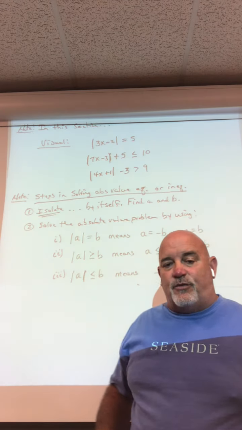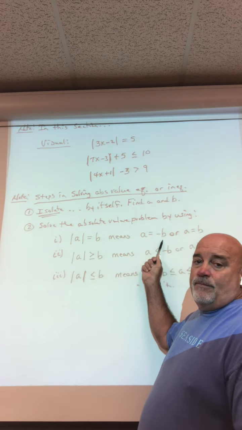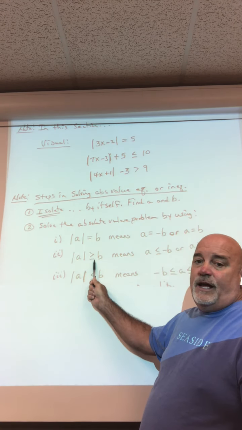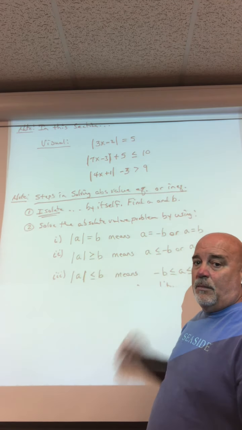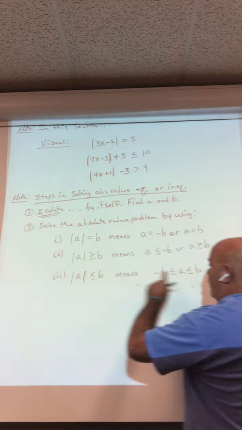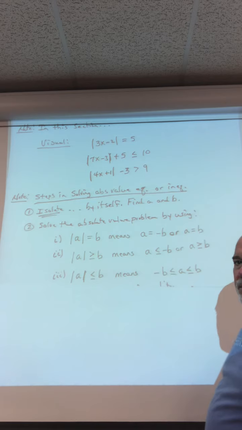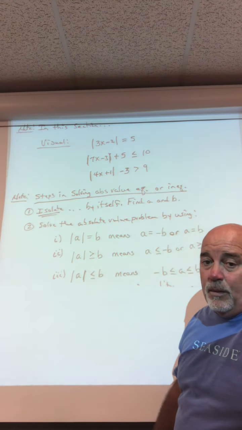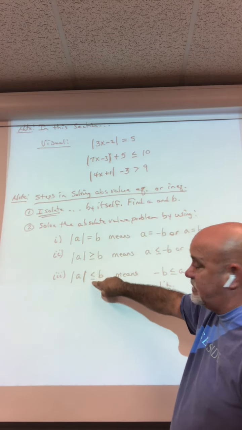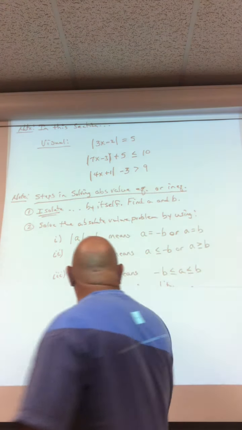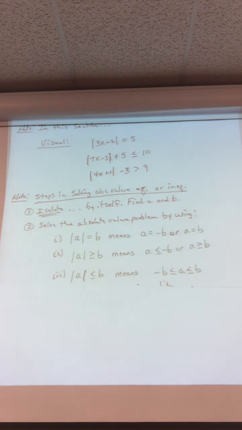How do we decide which formula to use? If it's absolute value equal, we're using this formula. If it's absolute value greater than or equal, we're using this formula. If it's just a greater than, we're using this formula. If it's less than or equal, we're using this formula. If it's just less than, we're still using this formula. So this is really not 3 formulas, it's 5. This is 1 formula, this is 2 formulas, and this is 2 formulas. All right, so that's when you plug in your A's and B's.